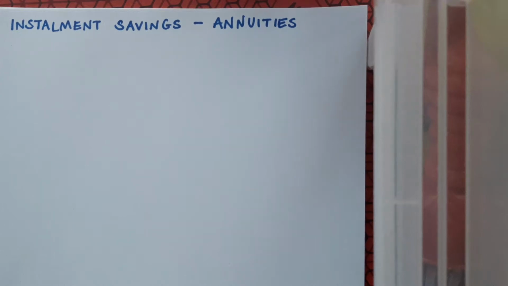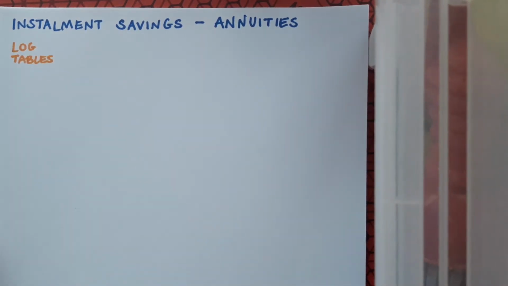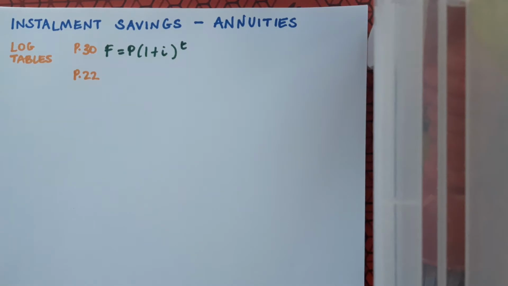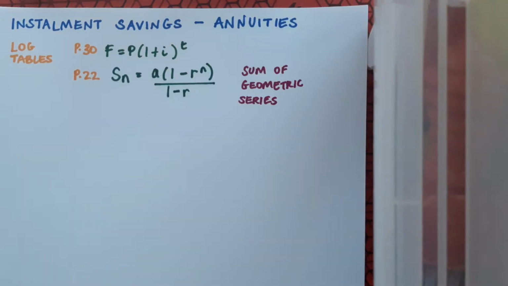Financial Maths video is on instalment savings or annuities. We'll be using a number of formulae from the log tables for this. First of all, from page 30, we've got our final value formula, and on page 22, we've got Sn equals a bracket 1 minus r to the n over 1 minus r, which is the formula for the sum of geometric series. So first of all now, what do we mean by instalment savings?